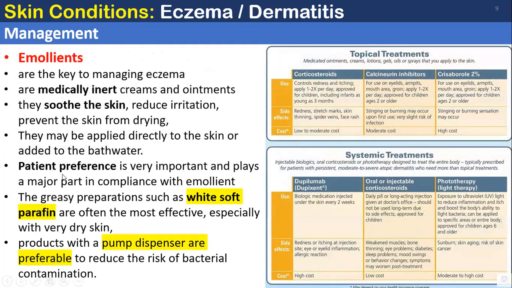So, as we said, we should start on the emollient. Emollient is very important to managing eczema. The emollient is medically inert; it acts to soothe the skin, reduce the irritation and maybe reduce the itching. Patient preference is very important and plays a major part in compliance with emollient.